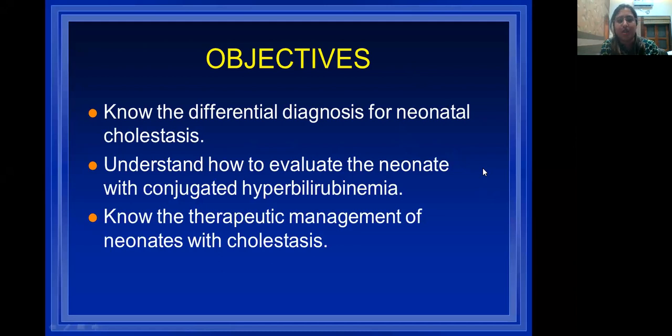Firstly, the objectives of the study are mainly to know the differential diagnosis for neonatal cholestasis, to understand how to evaluate the neonate with conjugated hyperbilirubinemia, and to know the therapeutic management of neonates with cholestasis.